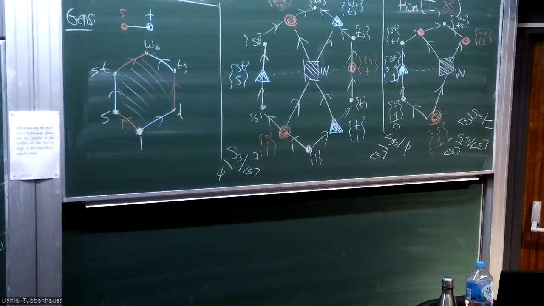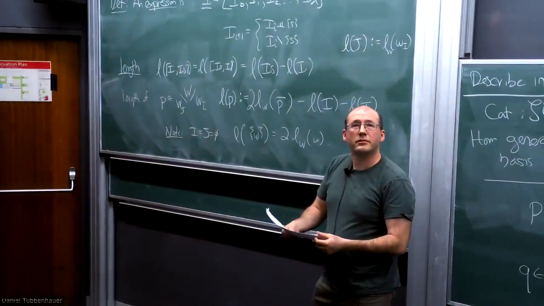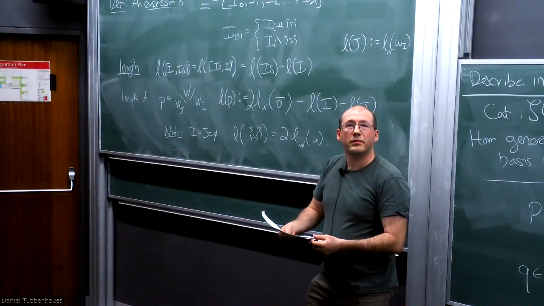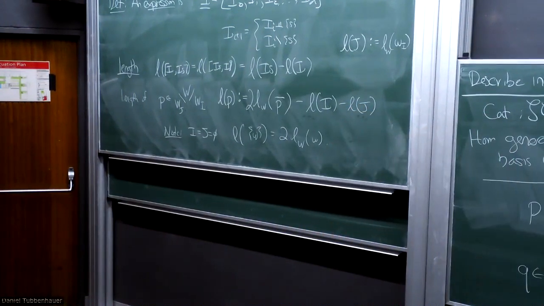Just to check, this length function also depends on the choice of cosets, right? Yeah, any two things have different lengths.